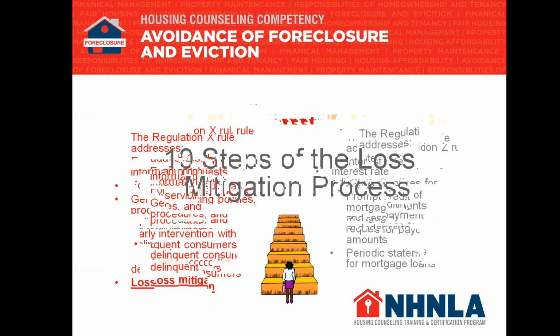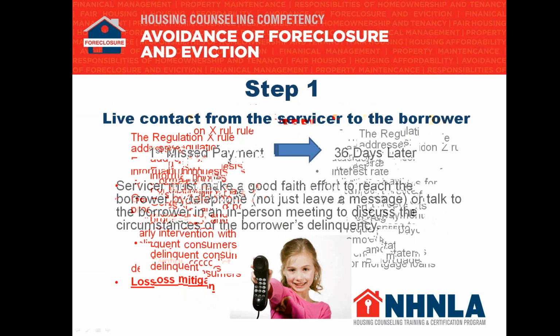They've put out a list of 10 steps of the loss mitigation process, and we're getting ready to go through them right now. Now, if you are following along in the book, it starts right on page 1. Live contact from the servicer to the borrower. So from the time the first payment is missed, within 36 days, the servicer must make a good faith effort to reach the borrower by telephone and not just leave a message, or to talk to the borrower in an in-person meeting to discuss the circumstances of the borrower's delinquency. So that's immediately, or within 36 days, so fairly quickly.